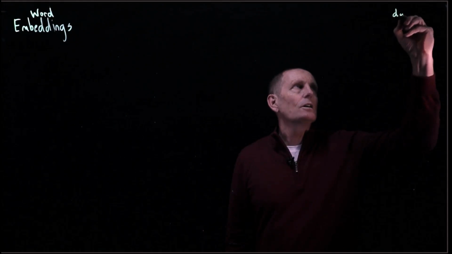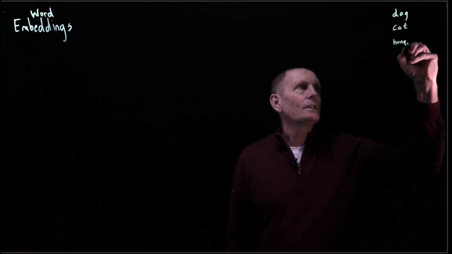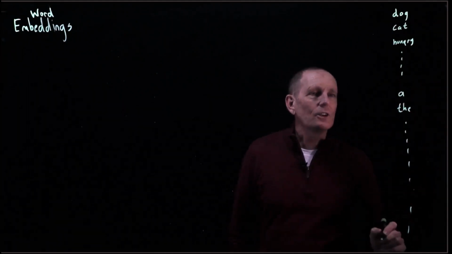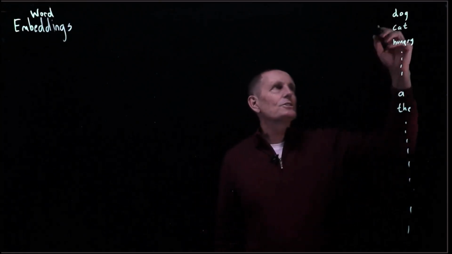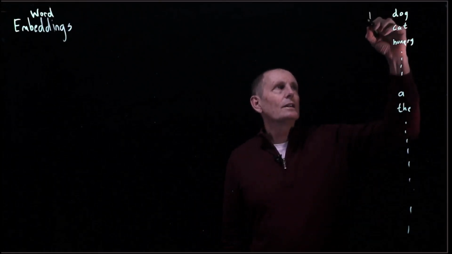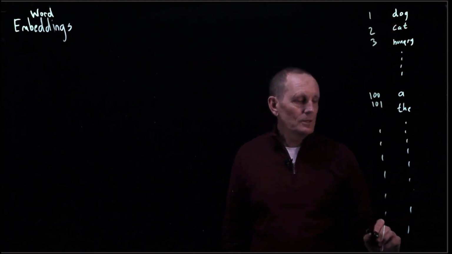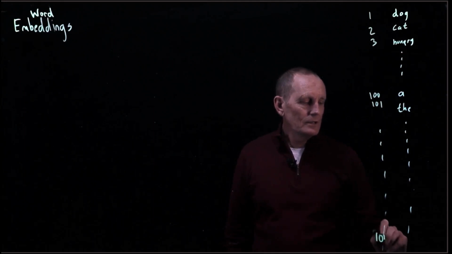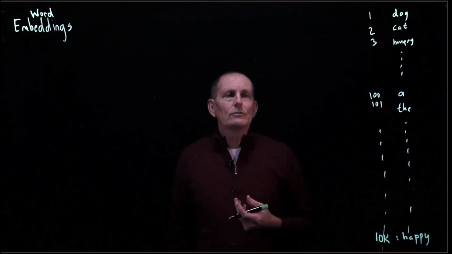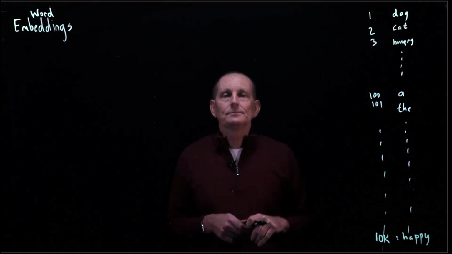So we've got dog, we've got cat, we've got hungry, we've got, somewhere, a, the, and these are in no particular order, but we just know dog refers to, let's say, index 1, cat is index 2. And so this is going to be all the way to 10K, and our last entry is going to be... So we have words coming in our X's.